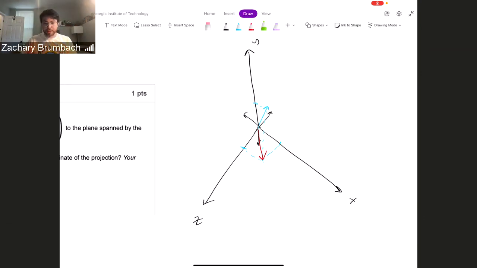So this part right here is the projection. I'll call this vector A. Okay, and I'll call the x, z plane W, a space W, okay? Projection of A onto W is just the part, like the shadow of it, if you will, okay?